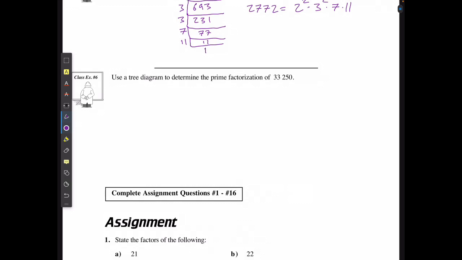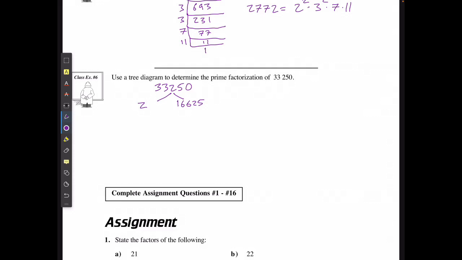If I looked at the number 33,250, then I'm going to do a very similar process. First, I'm going to take that 33,250 and I'm going to divide it by 2 because I can see that it is an even number. And I get 2 and 16,625.